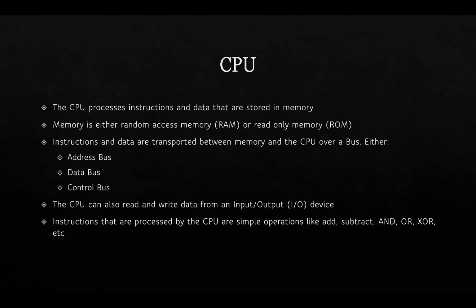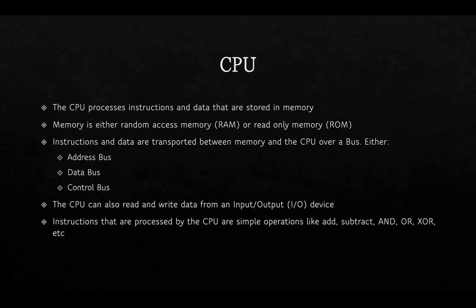The CPU processes instructions and data that are stored in memory. Memory is either random access memory or read-only memory. RAM can be written to. Read-only memory is, as it says, read-only.